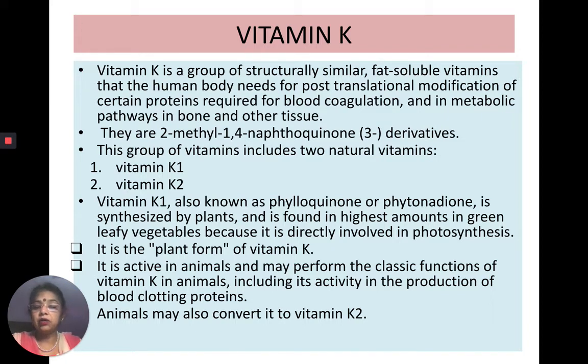Vitamin K1, also known as phylloquinone or phytonadione, is synthesized by the plants. It is found in great amounts in green leafy vegetables because it is directly involved in photosynthesis. It is also known as the plant form of vitamin K. It is active in animals and may perform the classic function of vitamin K in animals, including the activity in the production of blood clotting proteins. In animals, K1 is converted into vitamin K2.